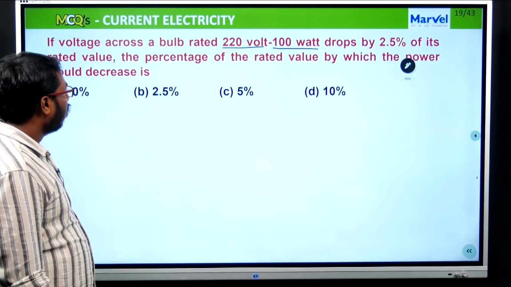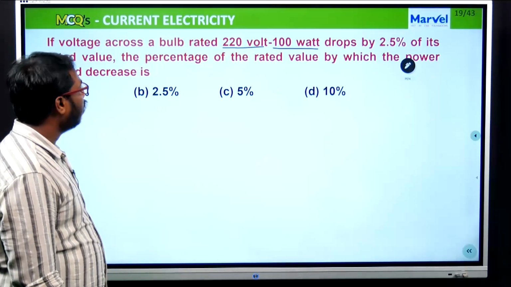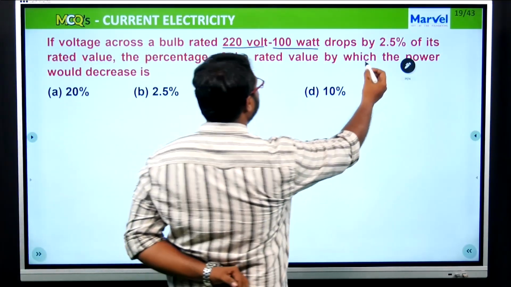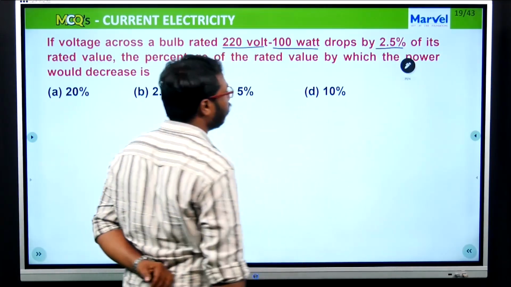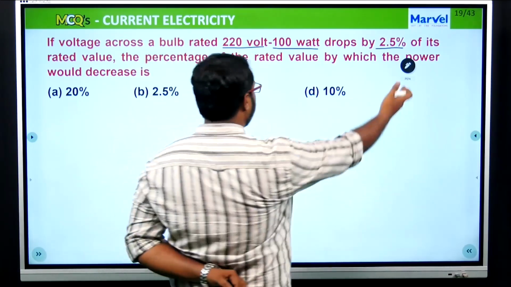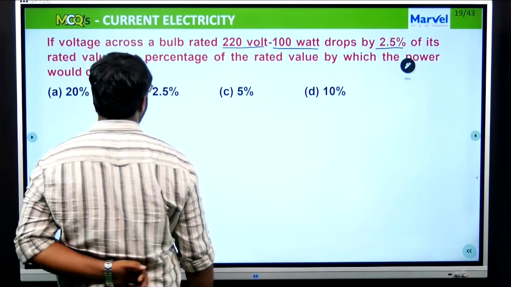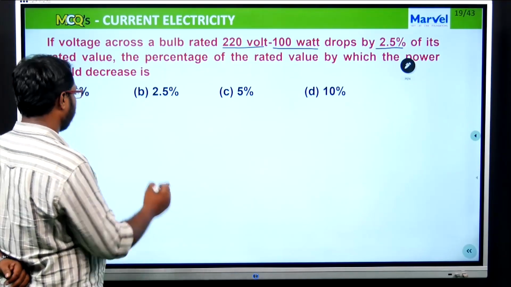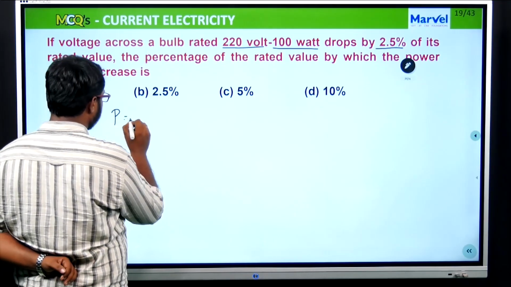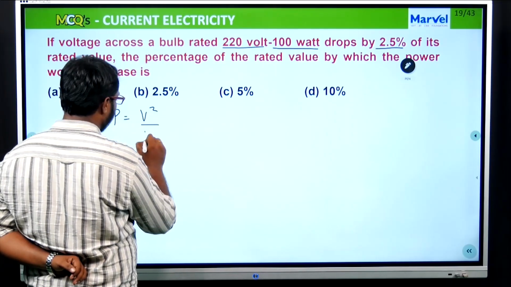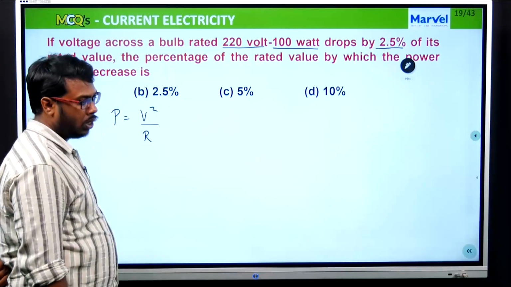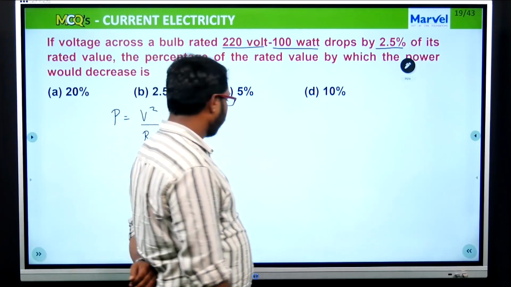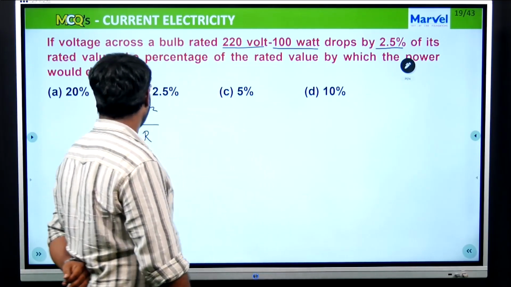Then what is going to be dropped? Your voltage is going to get dropped by 2.5 percentage. Then how much amount of power is going to get decreased is what they are worrying about. So first let me proceed. P is equal to V squared by R. P is equal to V squared by R is what I will do first.